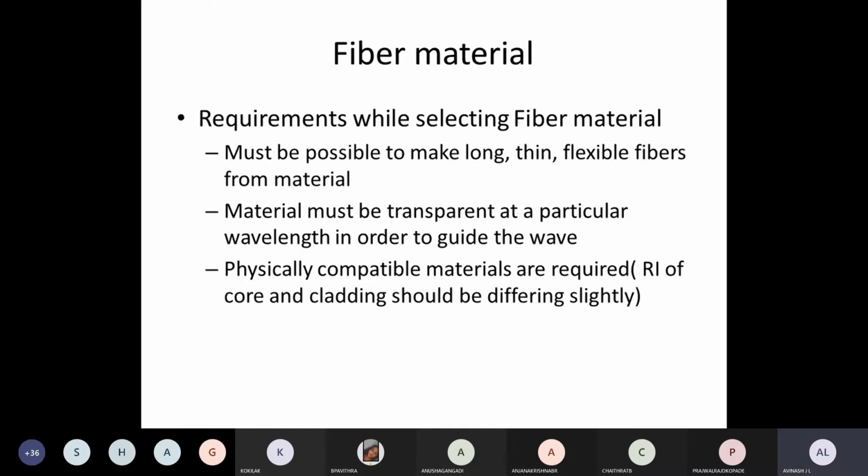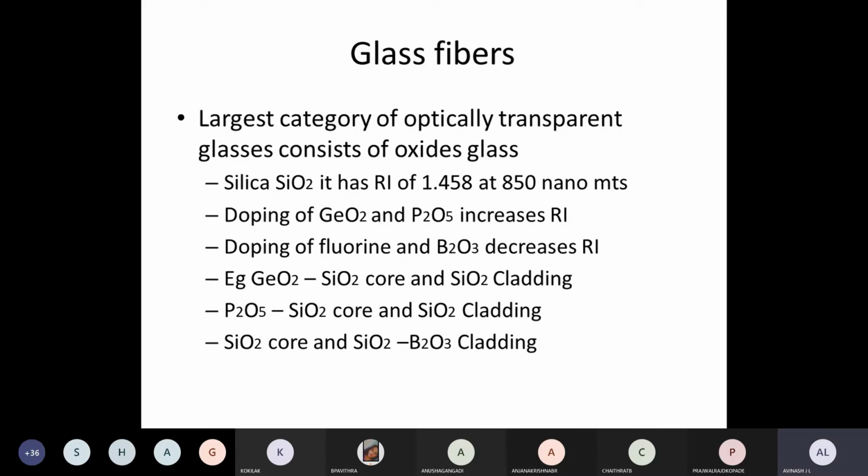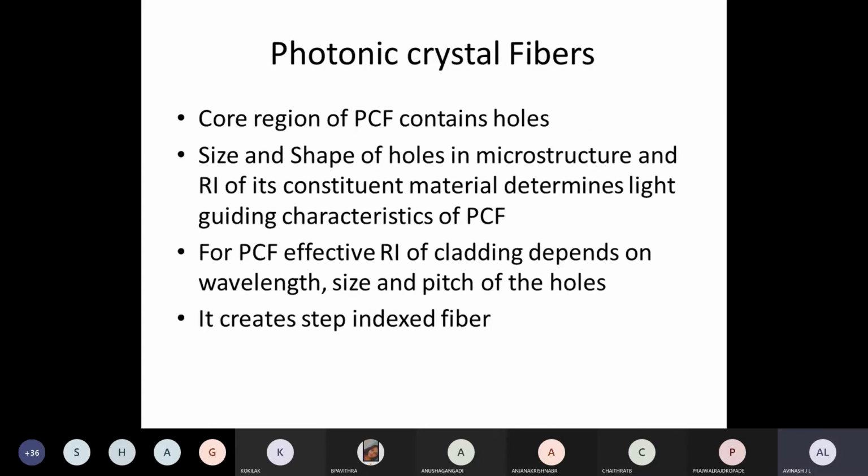Okay, I think you people have taken it. So the fiber materials have already been discussed. If I briefly recap, the requirements for selecting the fiber material: it must be possible to make long, thin, flexible fibers. The material must be transparent and physically compatible. After that, we discussed the two categories, plastic fibers and glass fibers, and how doping affects them. After that, we discussed one particular type of fiber, photonic crystal fibers.